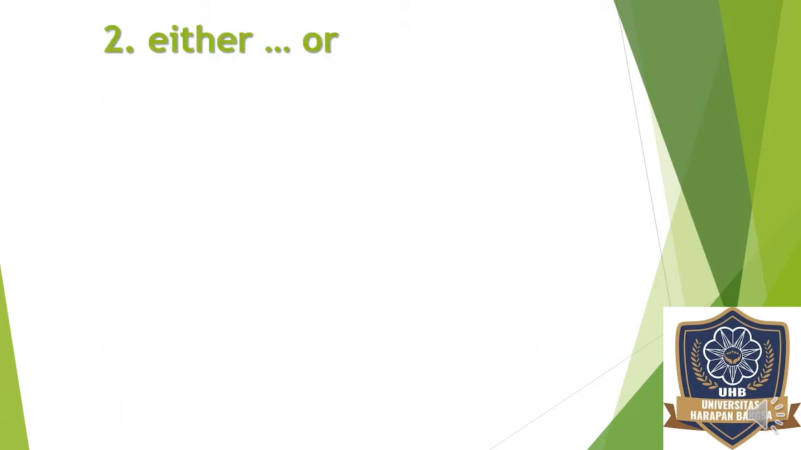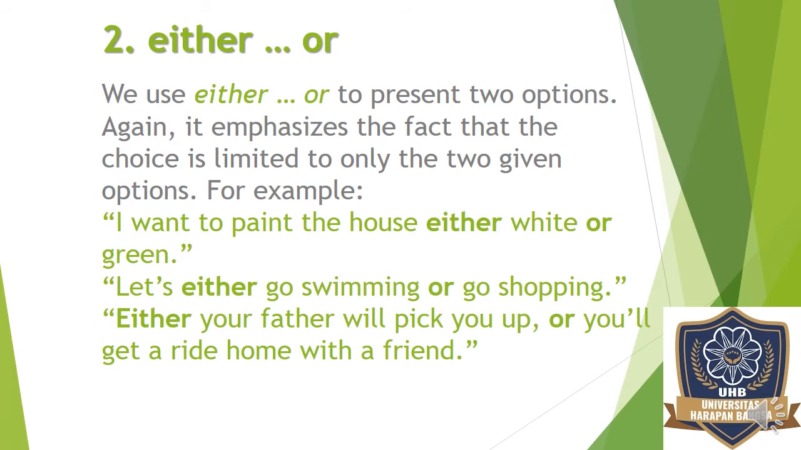Number 2. Either or. We use either or to present two options. Again, it emphasizes the fact that the choice is limited to only the two given options. For example, I want to paint the house either white or green. Let's either go swimming or go shopping. Either your father will pick you up or you will get a ride home with a friend.